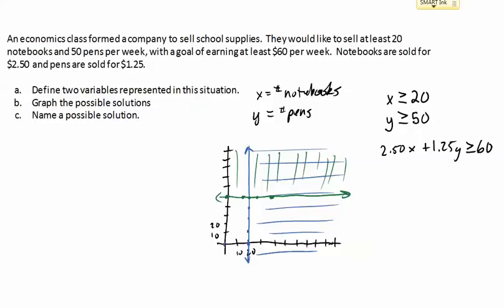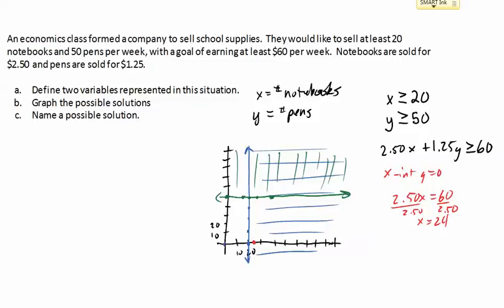So now we've got our last one here. The easiest way probably of doing this one is to find the intercepts. So first I'm going to find the x-intercept by making y equal to 0, which means I'll have 2.50x plus 0 is equal to 60. And so if I divide both sides by 2.50, then I will get 24. So x equals 24, so that's this right here, 24.